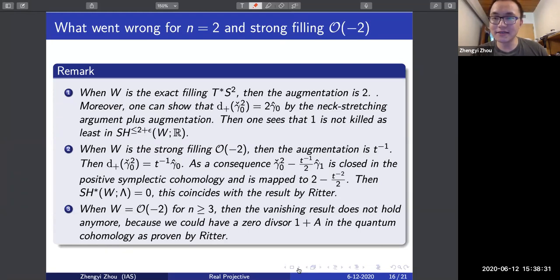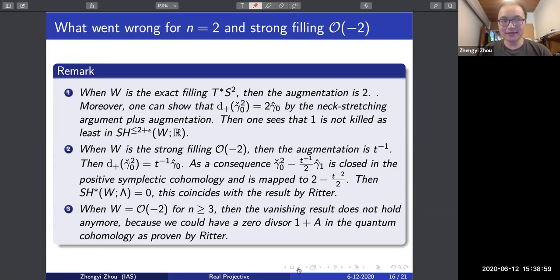That's indeed the case for our natural strong filling O minus 2. And this is also shown by Ritter that in the quantum cohomology, there is an element in the form of 1 plus A, which is a zero divisor. And that element is exactly coming from the image of SH plus. Okay, so this explains all these exception cases.